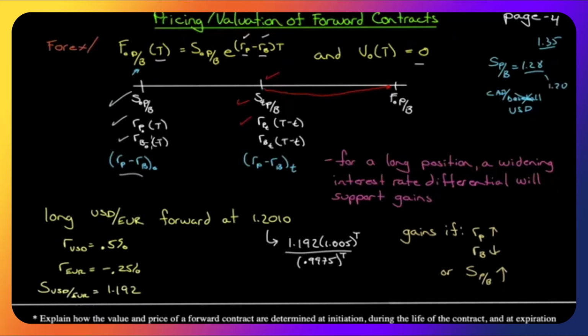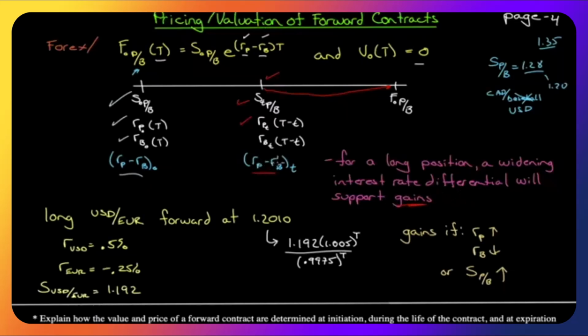They may or may not be equal. There's no reason they need to be equal. If they are, it just means the market hasn't decided that the rates would be any different for this short period of time versus the long period of time. And we have our interest rate differential at time T. For a long position, a widening interest rate differential will support gains.